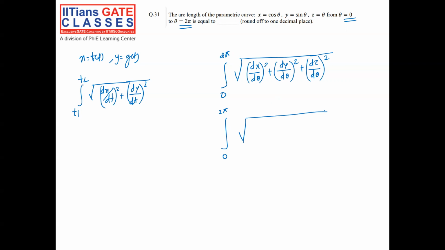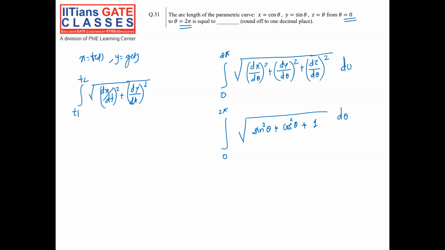So in this question, the derivative of x with respect to theta is minus sine of theta. Square of it is sine square theta. So basically sine square theta plus the derivative of y is cos theta, square is cos square theta. Derivative of z with respect to theta is 1. And we also know sine square theta plus cos square theta is 1. So 1 plus 1 is 2. So under root 2 we will get here.